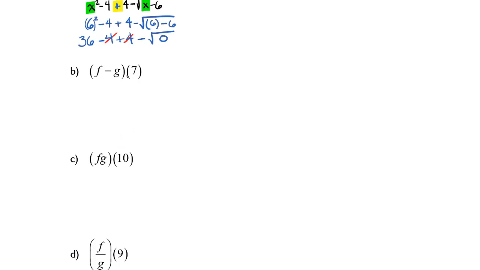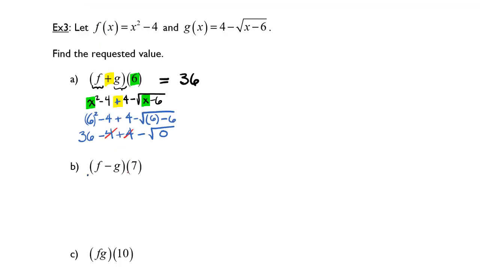Let's take a look at f minus g of 7. So f, again, we have x squared minus 4, but now we are subtracting all of the g function from f. That g function was 4 minus the square root of x minus 6. I am subtracting, so that's where the subtraction sign came from. I have to remember to distribute that negative. I also need to do a substitution for x. Our x's need to be substituted with a 7.